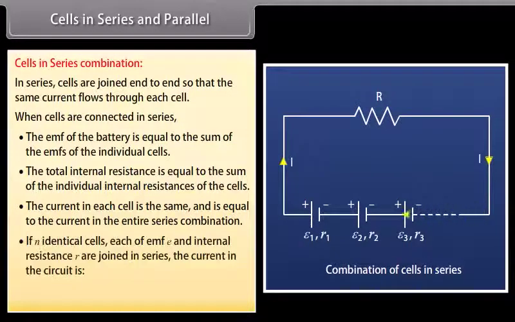If n identical cells, each of EMF E and internal resistance R, are joined in series, the current in the circuit is equal to nE divided by (R + nr).